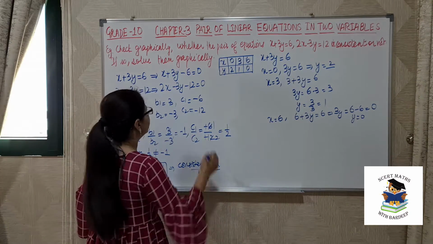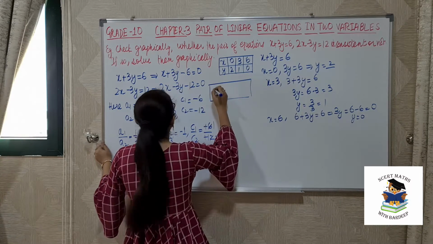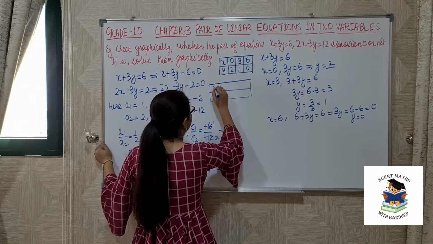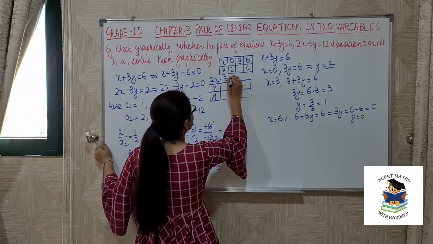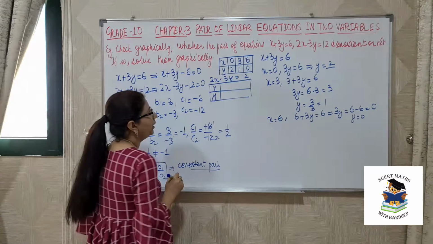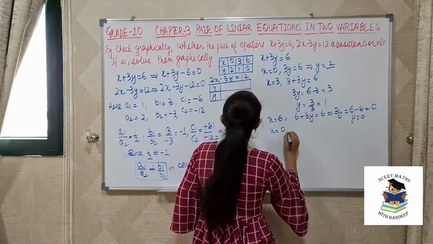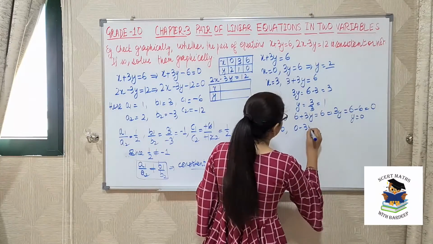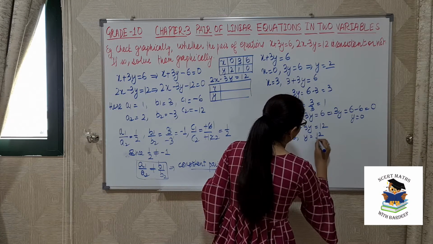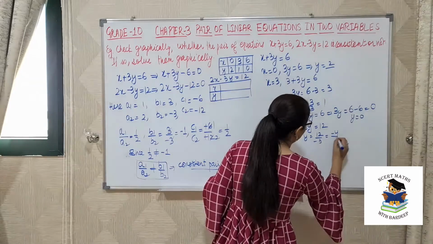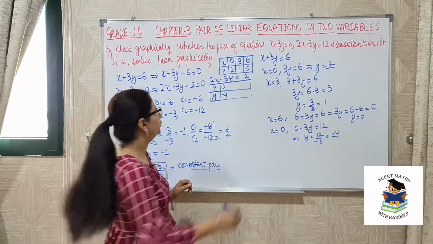So let's make a table for the second equation. The second equation is 2x minus 3y equals 12. So let us suppose x as 0 first. Then it is 0 minus 3y equals 12. So what is the value of y then? 12 over minus 3 is minus 4. So if x is 0, y is minus 4.